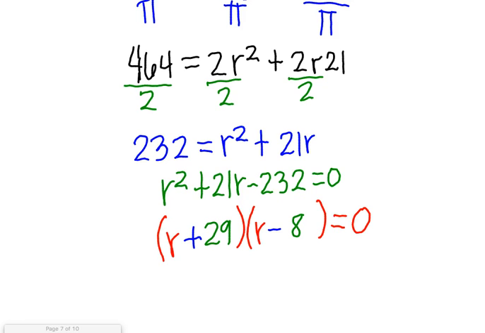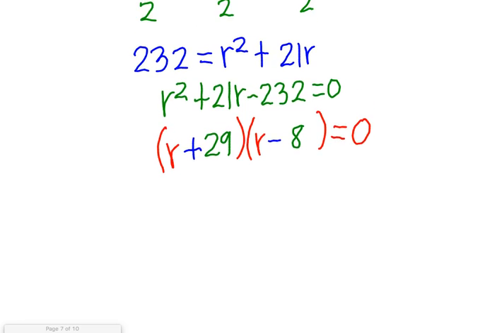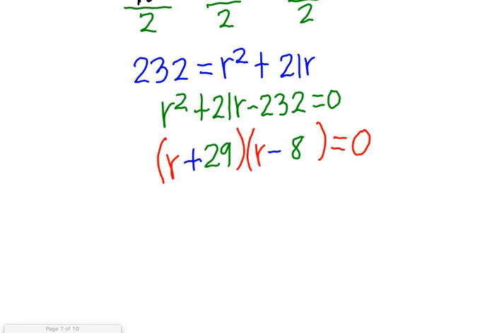Then how do we finish it up? Anyone remember? It's r plus 29 equals 0 and r minus 8 equals 0. Yeah, we put them equal to 0.